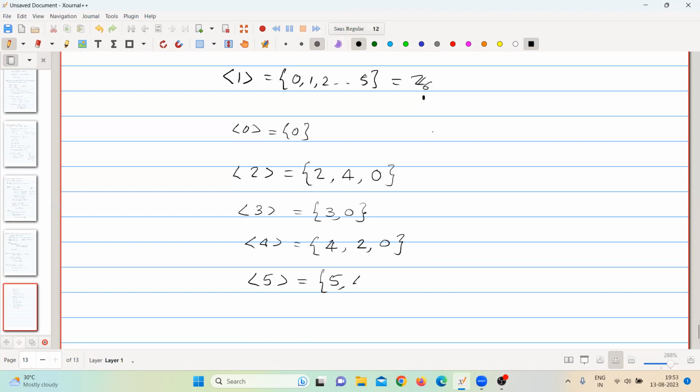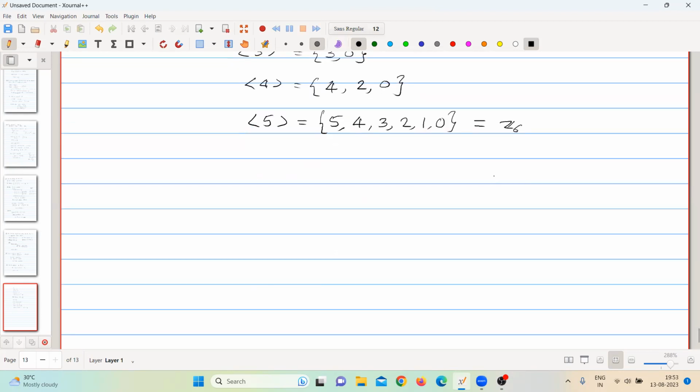4. Next element? 4 plus 5 is 9. Yes, 3. Now 3 plus 5 is 8. It is in 2. Again 1 and 0. Okay. So here again we are getting Z6. So we covered all the cases 0 to 5. So we are getting only 2 cases, 1 and 5, which generate Z6.